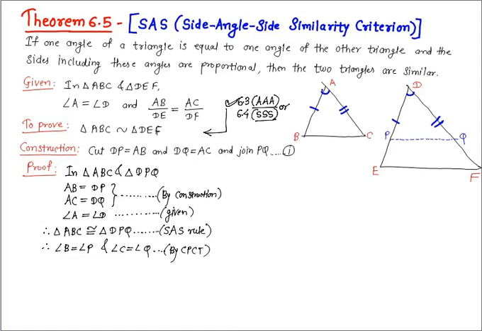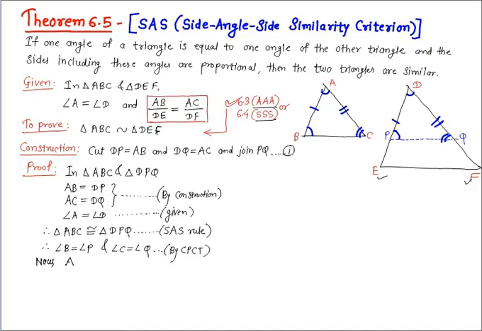This is by CPCT. Now see in the diagram, we have got angle B is equal to angle P and angle C is equal to angle Q. But what we want is the relation between angle B and angle E and the relation between angle C and angle F. For that, we will use converse of BPT theorem. For that, we will use this ratio which is given.